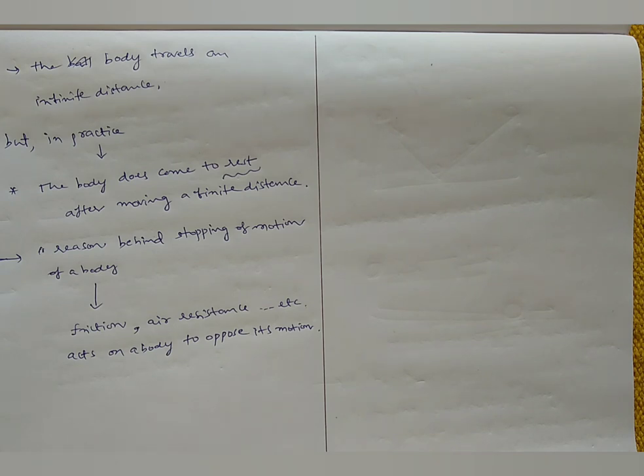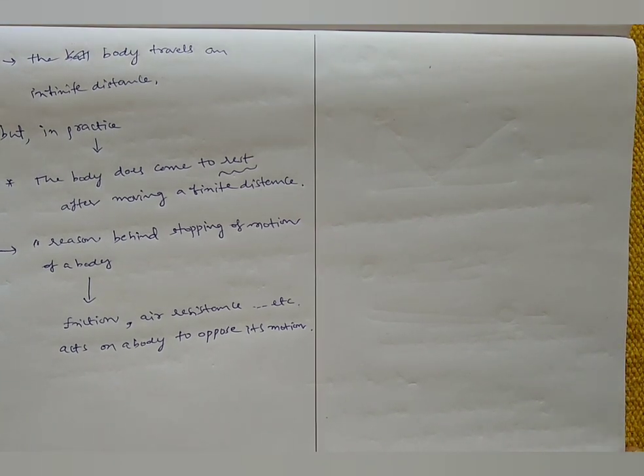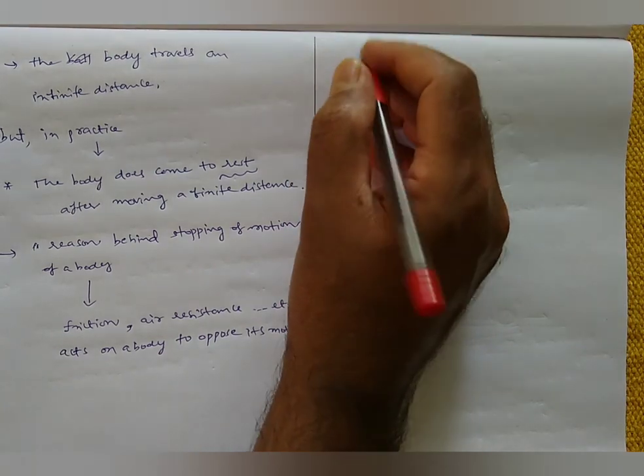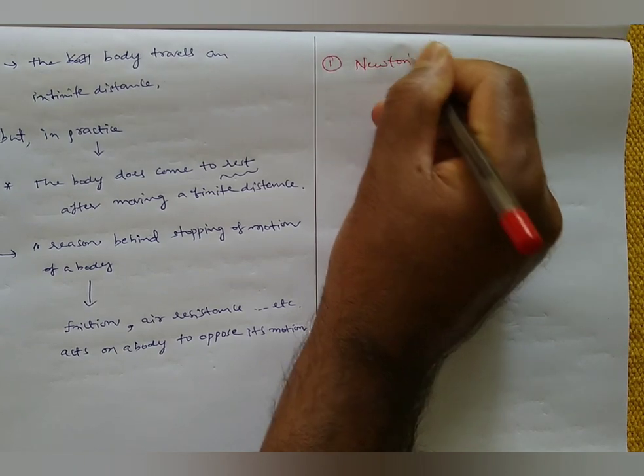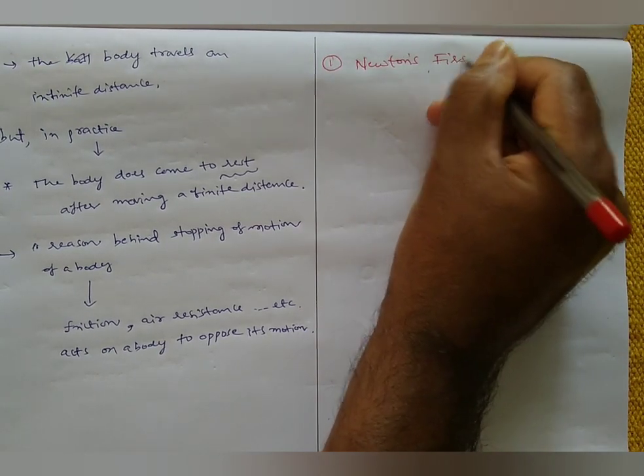So here, finally, Galileo explained why a body comes into rest. The reason is friction. Based on Galileo's ideas, finally Newton formulated the three laws of motion. Now we are entering into Newton's laws of motion. The first one is Newton's first law of motion.